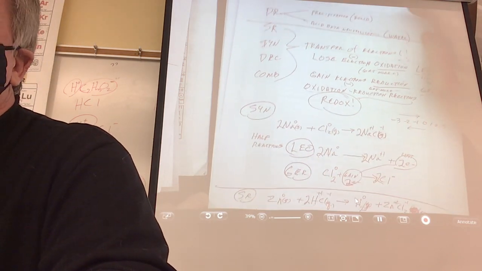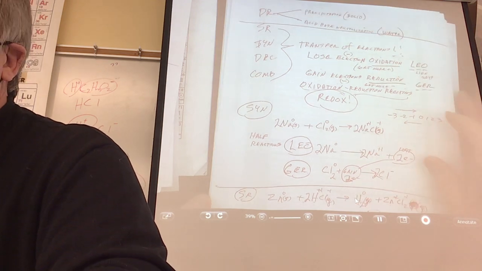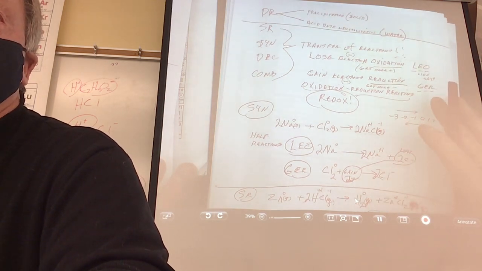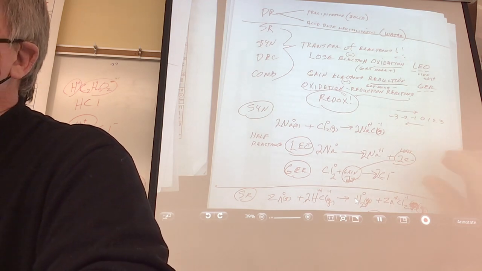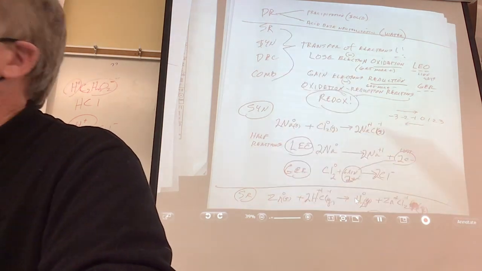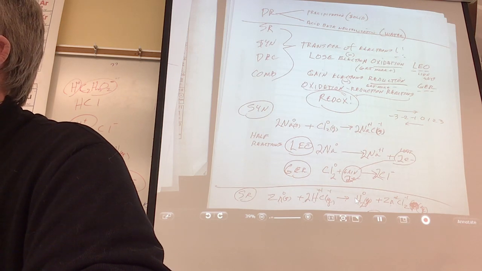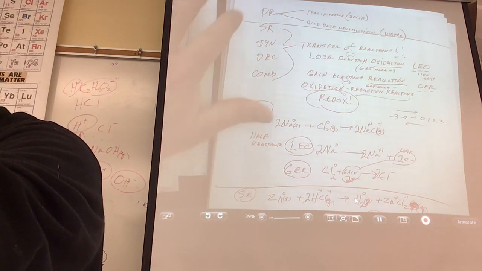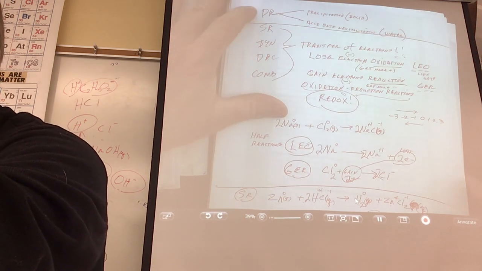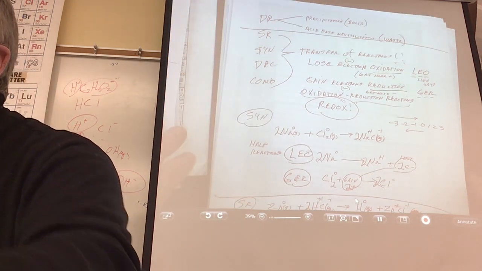Here's where your mind should work. And nobody taught this to me in high school. I didn't even understand it. Nobody taught this to me. I just eventually figured it out. But of the 5 kinds of reactions that you already know about, one of them is called double replacement. But how many kinds of double replacements are there?